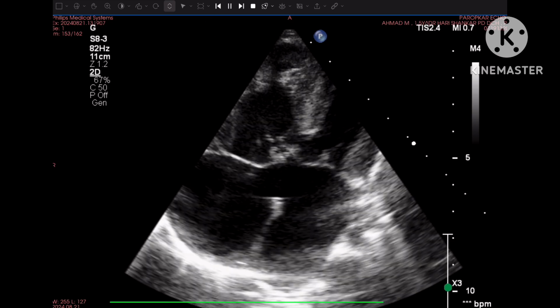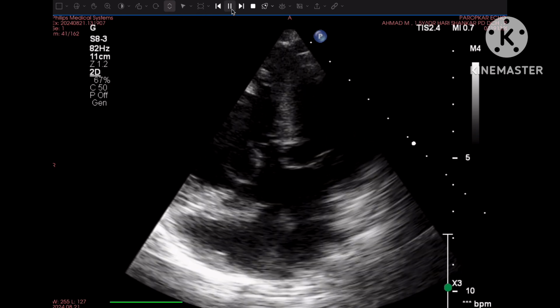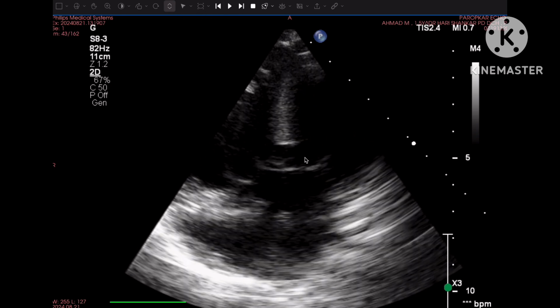Sometimes this is a transitional AV septal defect. In that case, this is not the case. This is complete AV septal defect, the classical one. In case of transitional AV septal defect, what will we find? This is ostium primum ASD. That will be easily seen. Then a very small inlet VSD.